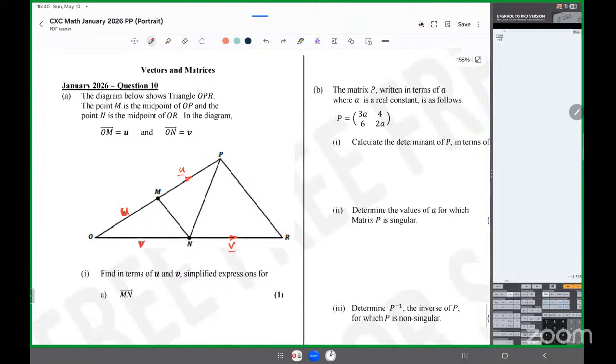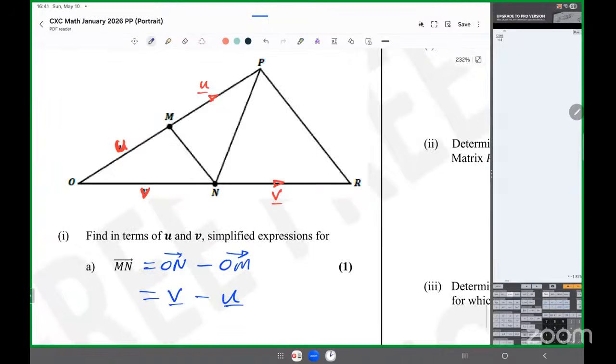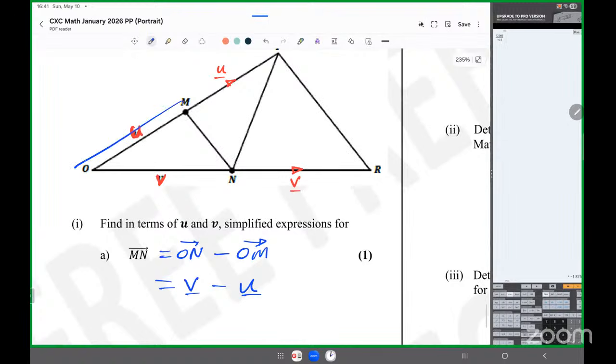We must get the vector MN. Because we have the two position vectors, we can just use O to the last minus O to the first. This is ON, O to the last, the last is N. ON minus OM, put on the vector hats. So ON is v minus OM is u. We look at the diagram as well. You go from M to N, you go minus u, because you're going in the opposite direction to u, plus v.